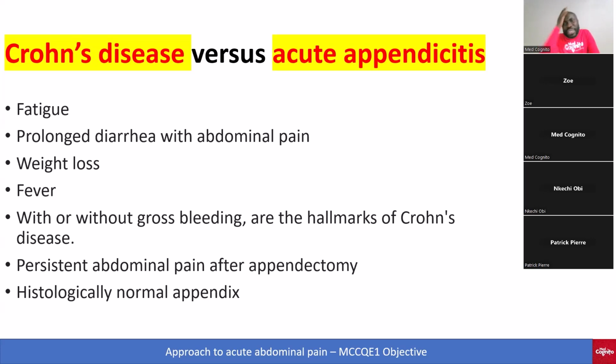So if you think this patient may have appendicitis, but the patient has fatigue, prolonged diarrhea, weight loss, fever, and the question stem tells you that there was blood in the patient's stool, and the patient might even have had an appendectomy done and is still having persistent pain, Crohn's disease should be your topmost differential.